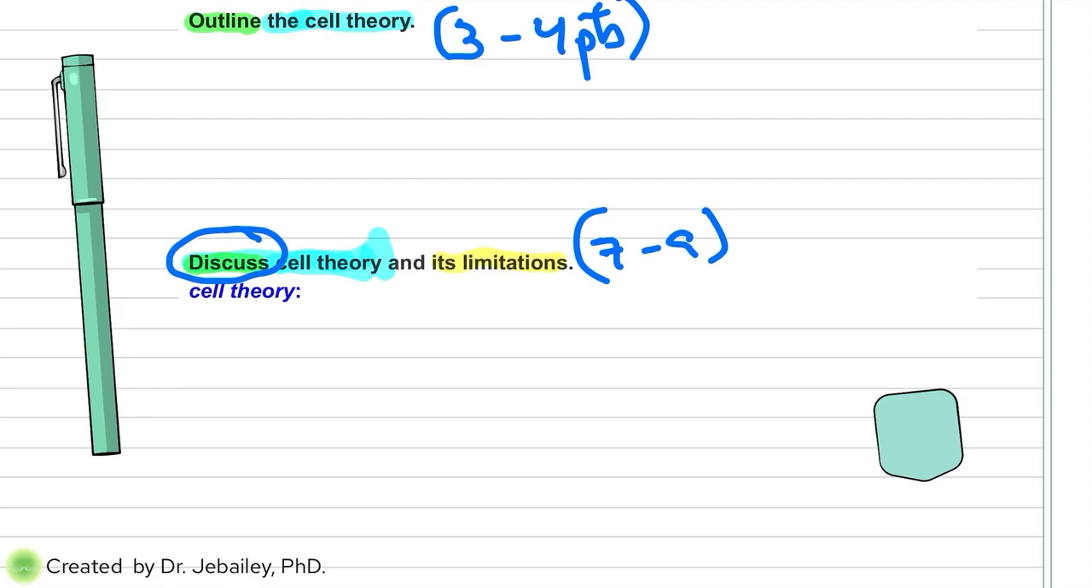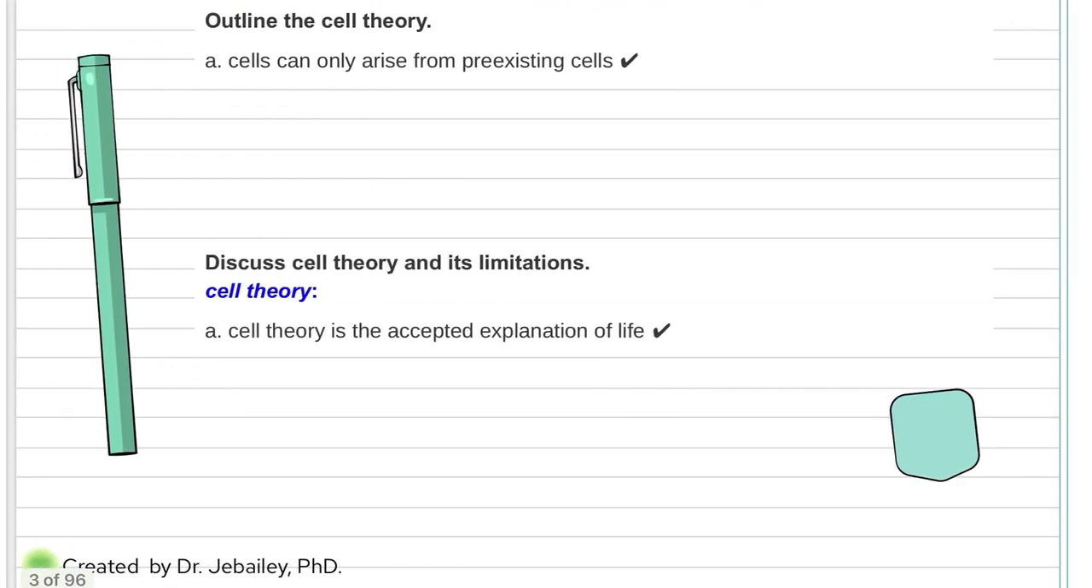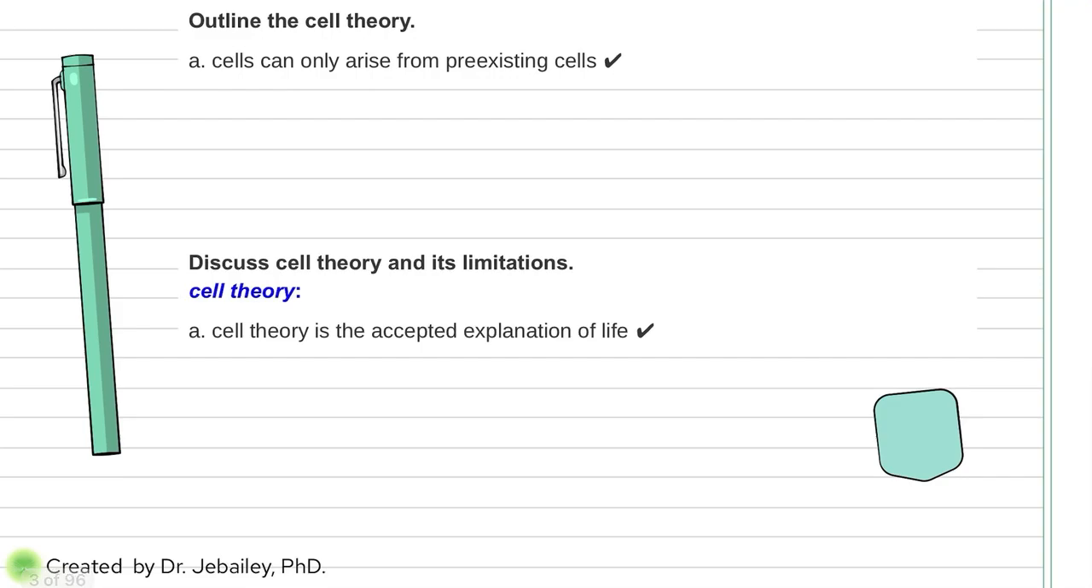But now the first thing we're going to do is actually focus on the cell theory, just on the first part. Now you're also going to see how different the mark scheme looks when it says outline compared to discuss. So let's go ahead. Here, let's look at the first sentence of the mark scheme. Okay, here it says for the outline, cells can only arise from pre-existing cells.